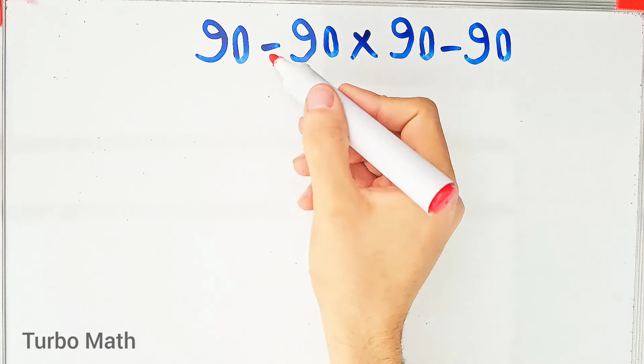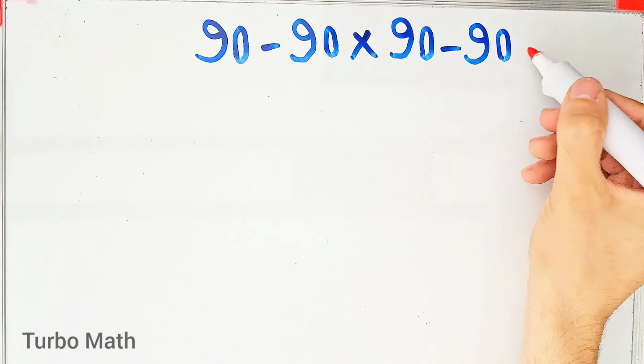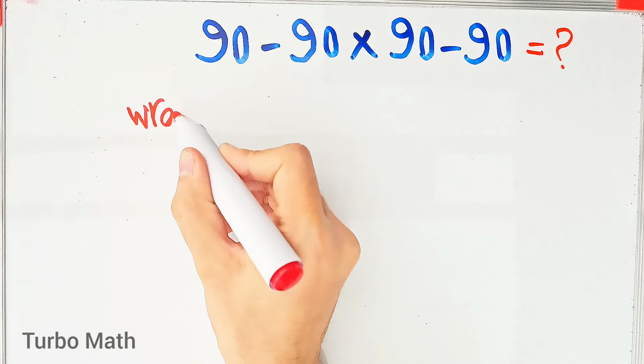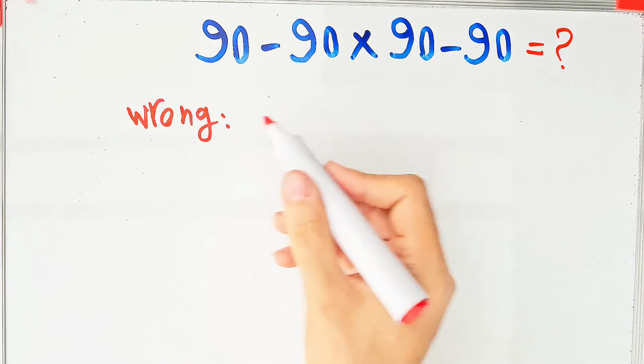90 minus 90 times 90 minus 90. What is the answer of this question? Can you solve it? In the wrong way of solving this question, some people solve this question like this.